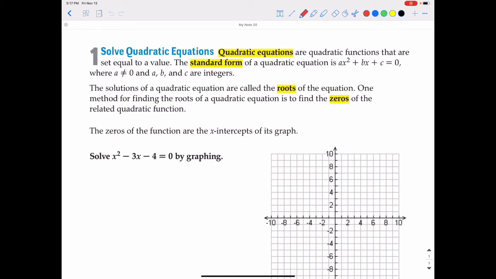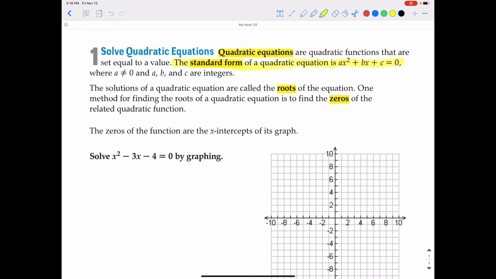This section starts to put together a lot of the things we've learned from previous sections. Quadratic equations are quadratic functions that are set to a value. Standard form of a quadratic equation is ax squared plus bx plus c equals 0. And that's a common form that we've already learned.